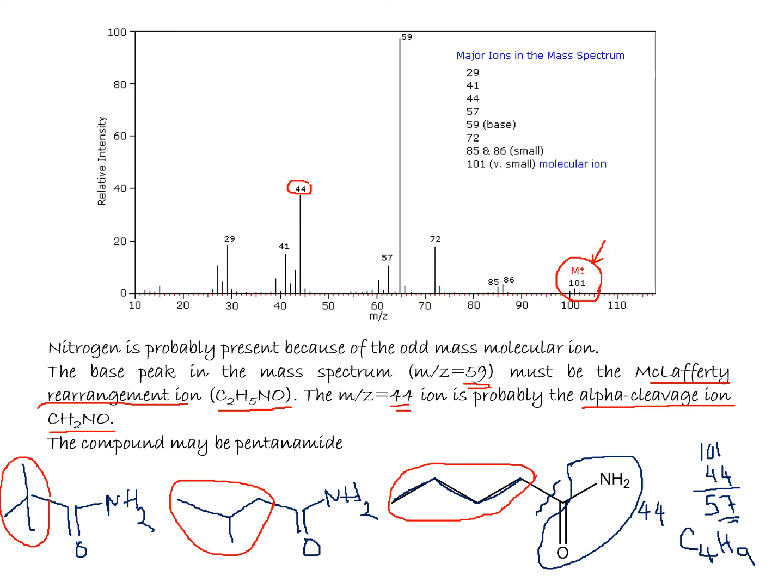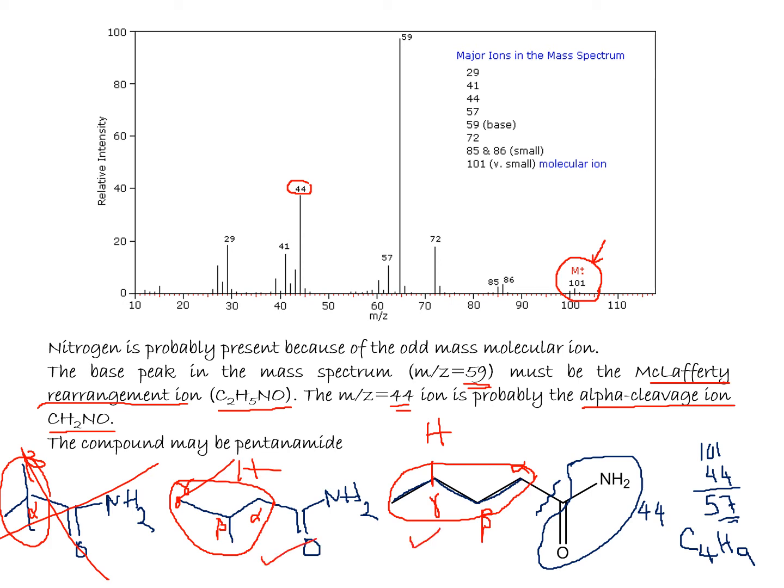But for the peak at 59, McLafferty, we know that to have McLafferty we have to have a gamma hydrogen. In here you have alpha, beta, you have gamma. You have gamma here, okay. Here you have alpha, beta, you don't have gamma hydrogen. So we can exclude this one. So you have this one or that one.